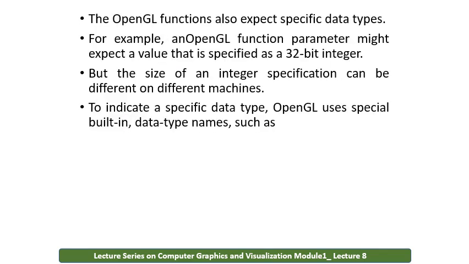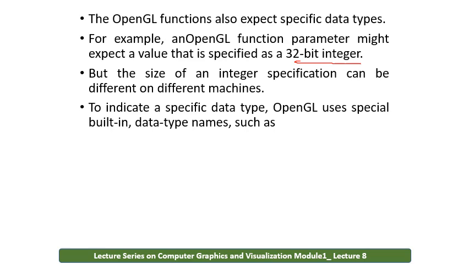And these OpenGL functions are considered with some specific data types. For example, an OpenGL function parameter may have a value specified as a 32-bit integer.